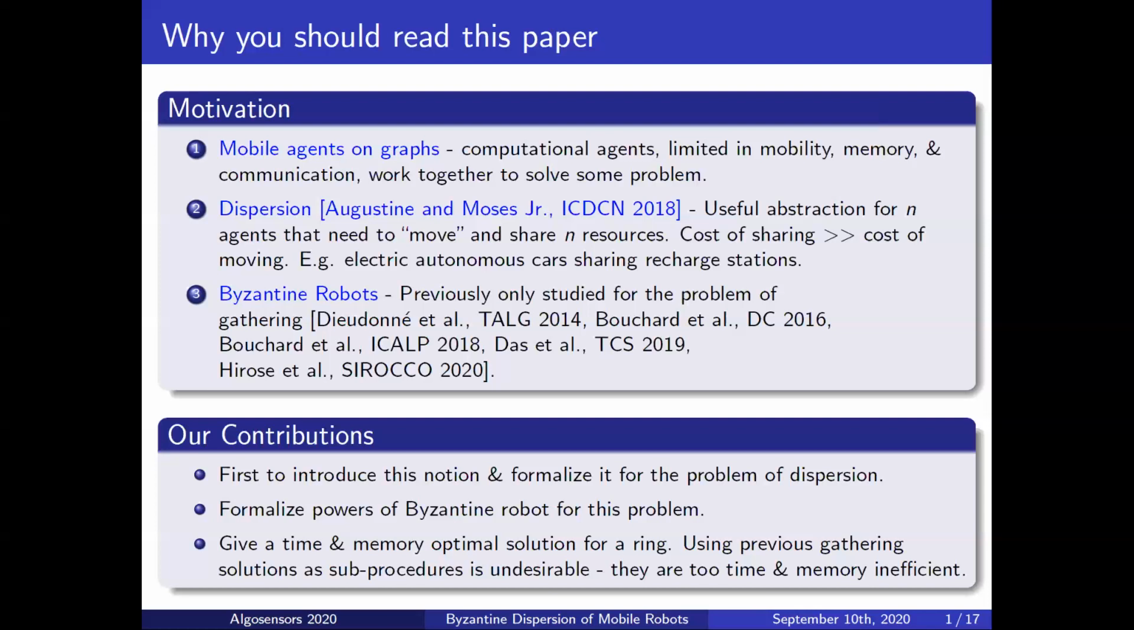Now, it should be briefly noted that, as I mentioned, there have been solutions for gathering in the context of Byzantine robots. The thing is, a lot of those solutions are not time and memory efficient. So what we're doing here is, even if we do use gathering as a sub-procedure for our solution, we do it much faster than these other papers have. So that's why you should read this paper.